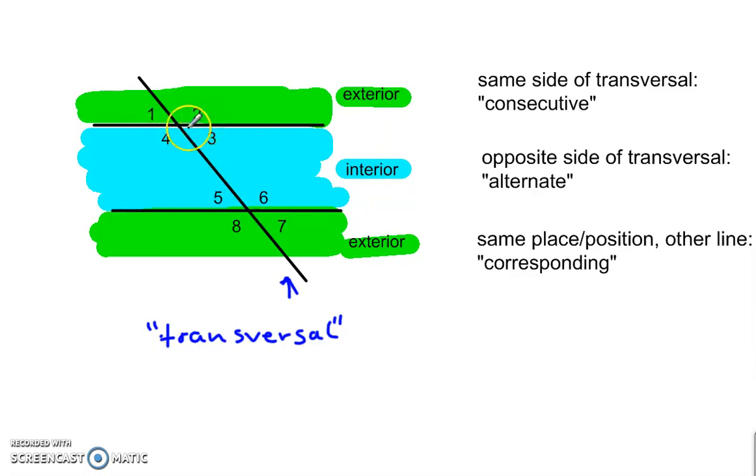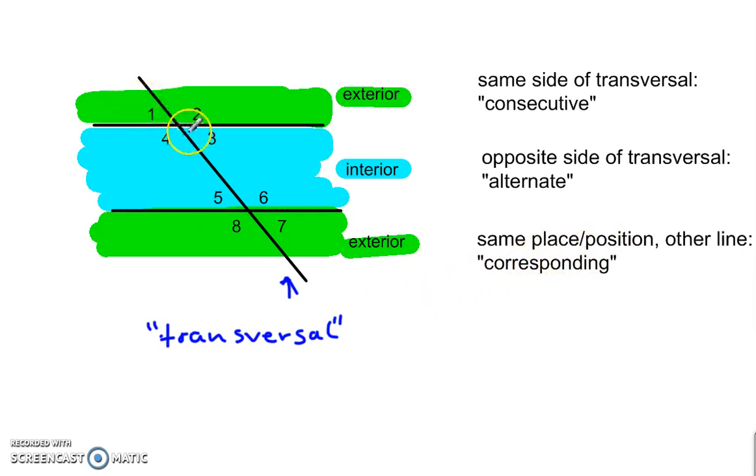If they're on opposite sides, one on one side, one on the other, we call those alternate. If they're on opposite sides of the transversal, like 3 and 5, those would be alternate interior. Think of an example. What would be a pair of alternate exterior angles? 1 and 7, for example, or 2 and 8. If they're in the same position, but on the other line, we call those corresponding.